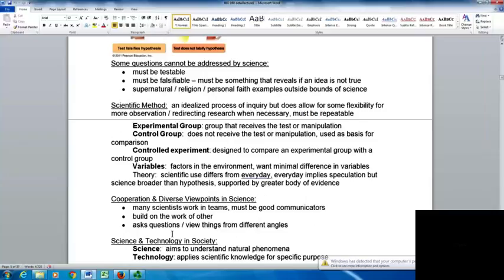Your experimental group is going to be the one that receives a test or manipulation. You're going to do something to them to see what happens. The control group is the one that you don't do anything to. They're used as a basis for comparison, so you can see what would have happened if you hadn't manipulated the situation anyway. So in a controlled experiment, you're going to have an experimental group and a control group. That's ideal. That is not always the case.